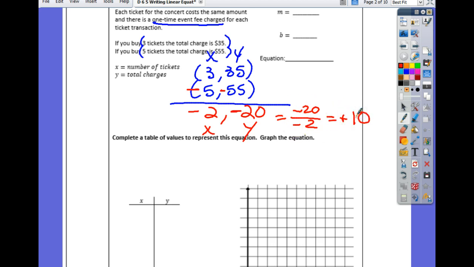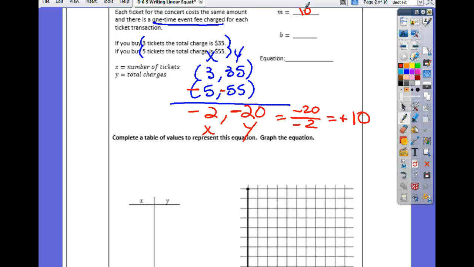So what is my slope? 10. So m is 10. What does that tell us? What do you think that's going to be? How about in the story problem though? What does the 10 stand for? Do you know yet? Anybody want to guess yet? The fee? That's a good guess. Tax? If that's another name for fee, maybe.